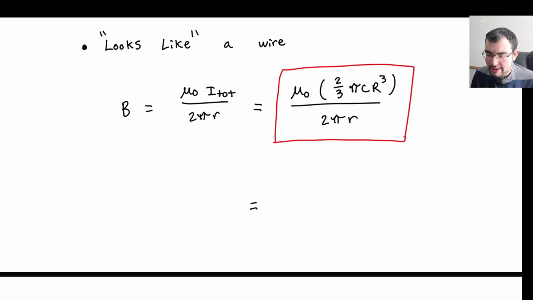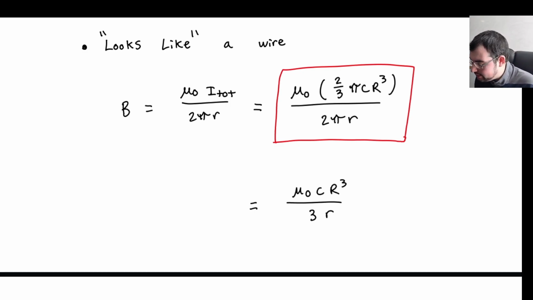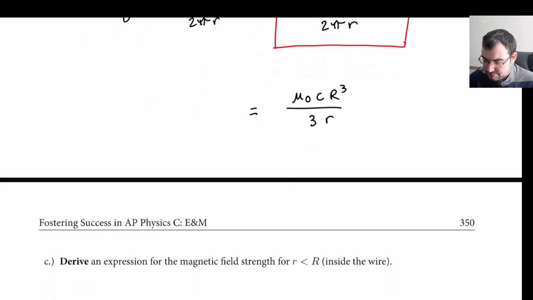Oh, we are going to have to check continuity later. So let's simplify it, just because we're going to check continuity in this next part. Let's see. 2 and pi cancels from the numerator, and 3 goes to the denominator. So this is mu naught c capital R cubed divided by 3r. If I simplified wrong, we will find out in the next part, and I'll fix it. But yeah, I think cancel the 2 pi's, bring the 3 down, and I got a C R cubed. Yeah, I think that's right.